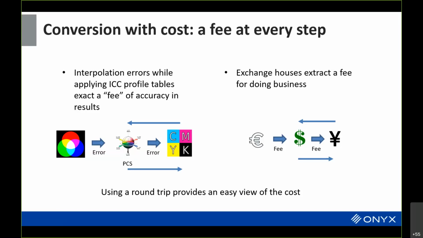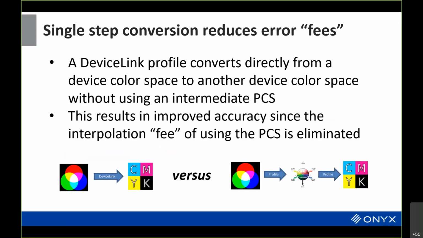Now, because there's a cost at every step, what we could do is basically just reduce the number of steps. Rather than going from yen to dollars to euros, why don't we go from yen to euros? We come up with an exchange for that, and then we don't necessarily have to have as big of a fee because we haven't done it twice. And you can do the same thing with color management.